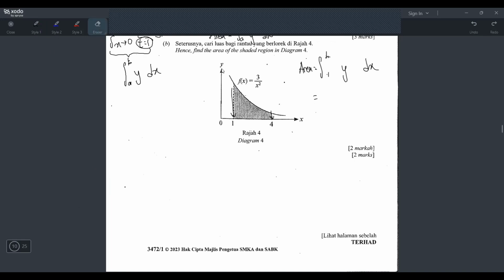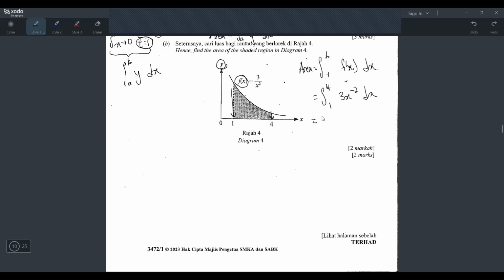For this diagram, the y-axis they write y, right? But here they write fx. It means y and fx is the same thing. So this one is actually fx. So now you can substitute inside. It will be integrate from 1 to 4. Fx is just 3 over x squared, but I will bring the x up, become 3x power negative 2. Why I bring it up is because when the x is at the bottom, you cannot integrate. That's why you have to bring it up.